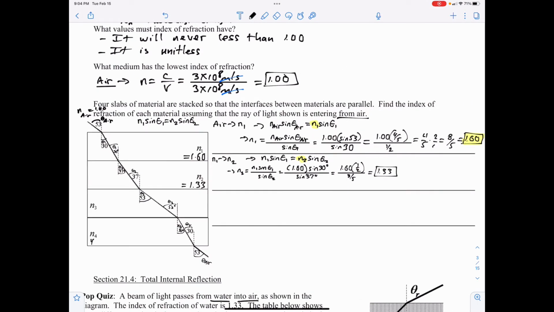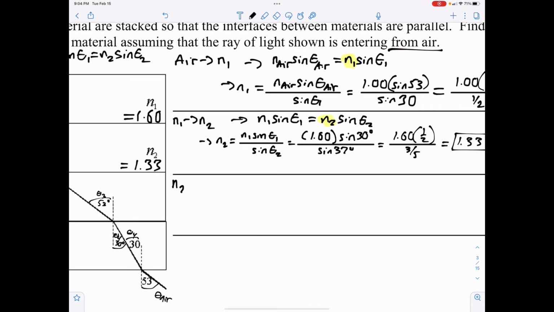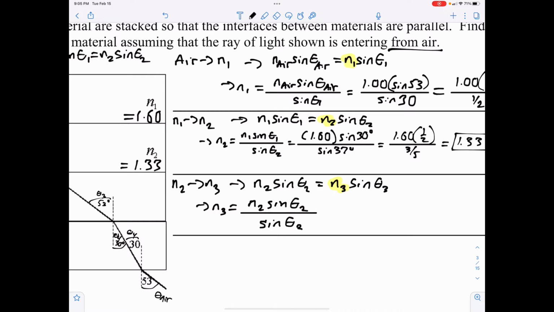Okay, so there's N2. Now we're going to go here, which is the boundary interface between medium 2 and medium 3. Okay, so we're going to go from N2 to N3. So the equation we're going to use now is N2 sine theta 2 equals N3 sine theta 3. And we're solving for N3. You see how repetitive this process is. Okay, solving for N3, it would be N2 sine theta 2 all over sine of theta 3.